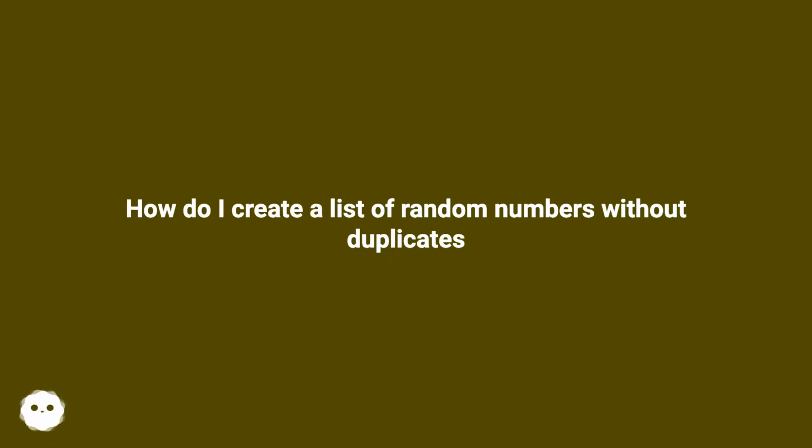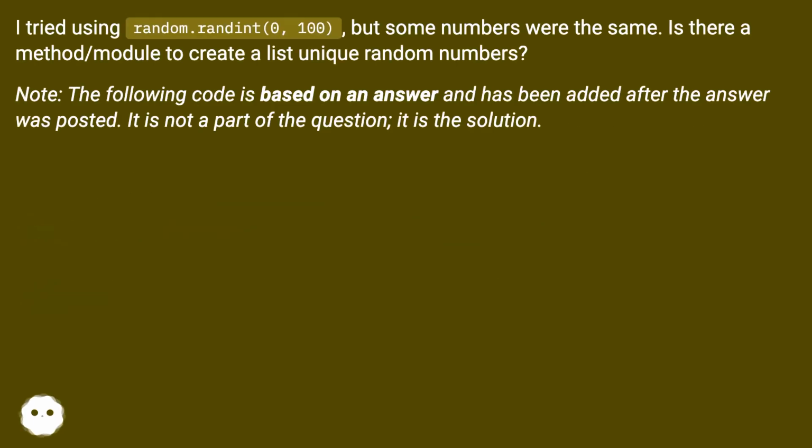How do I create a list of random numbers without duplicates? I tried using random.randint(0, 100), but some numbers were the same. Is there a method or module to create a list of unique random numbers?